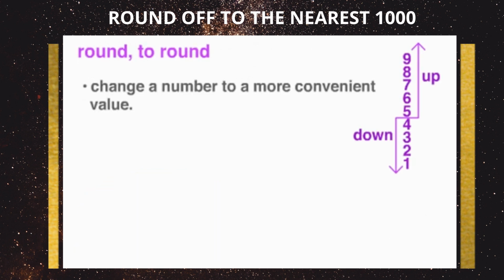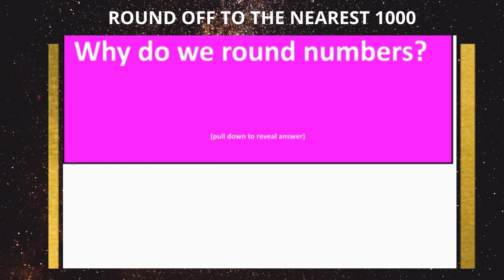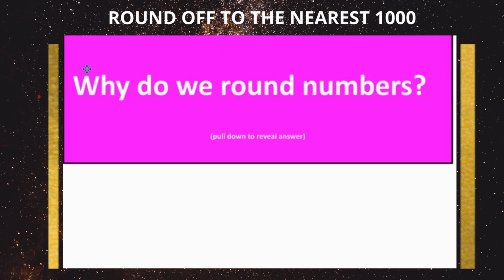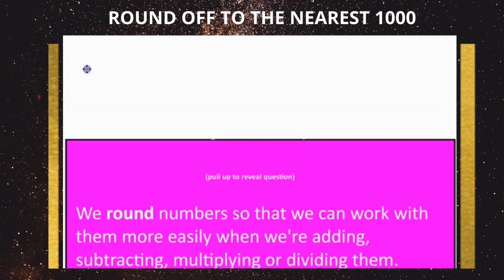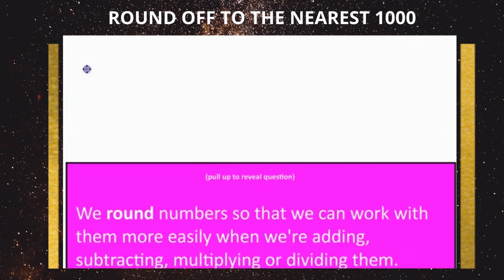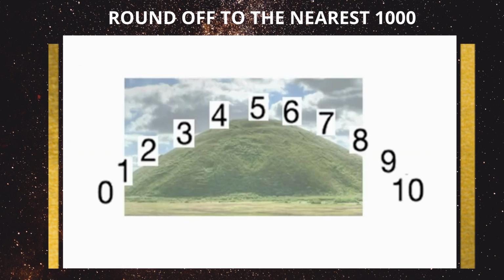Rounding is to change a number to a more convenient value. Here the diagram shows us that when a number ends in a 4, 3, 2, or 1, we'll round the number down. And when the number ends in a 5, 6, 7, 8, or 9, we're going to round up. Why do we round numbers? We round numbers so that we can work with them more easily when we're adding, subtracting, multiplying, or dividing them.